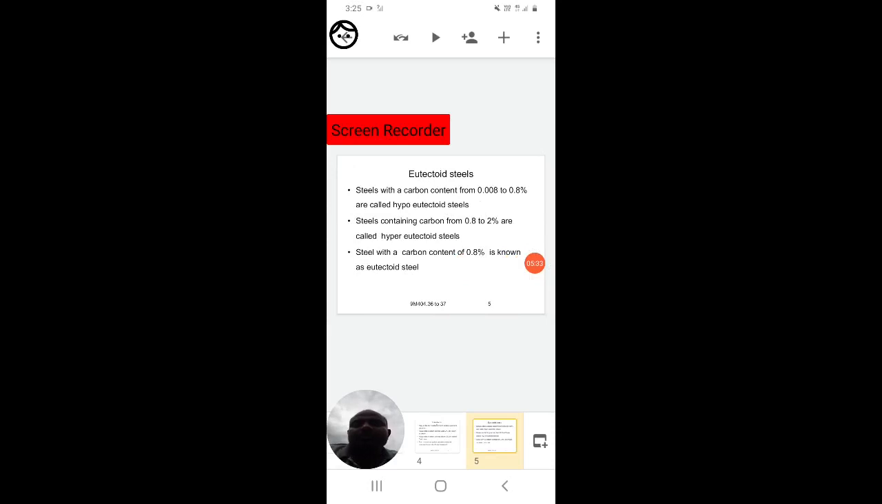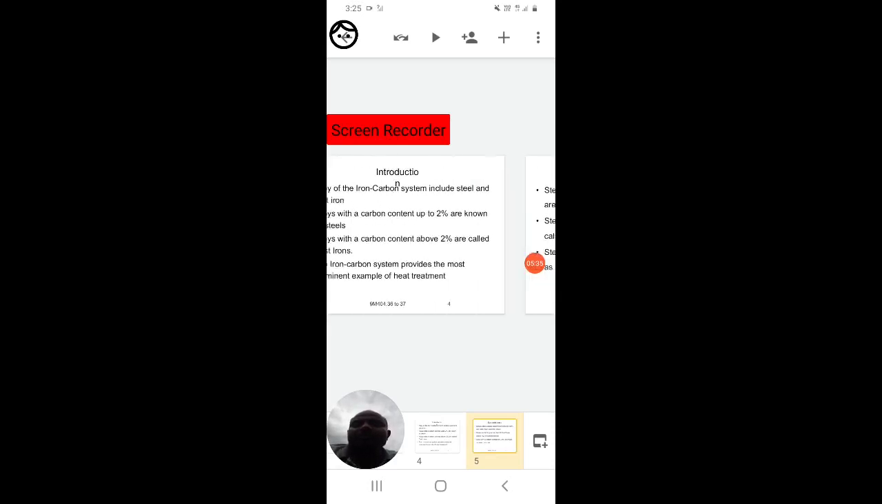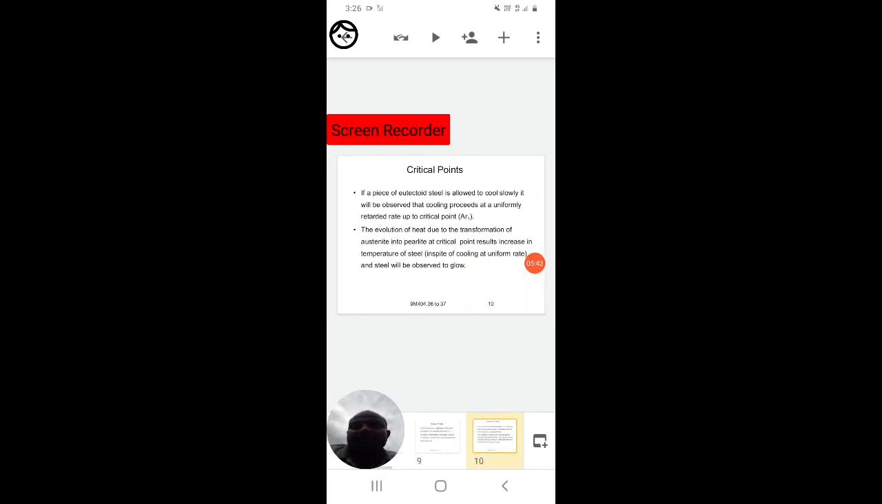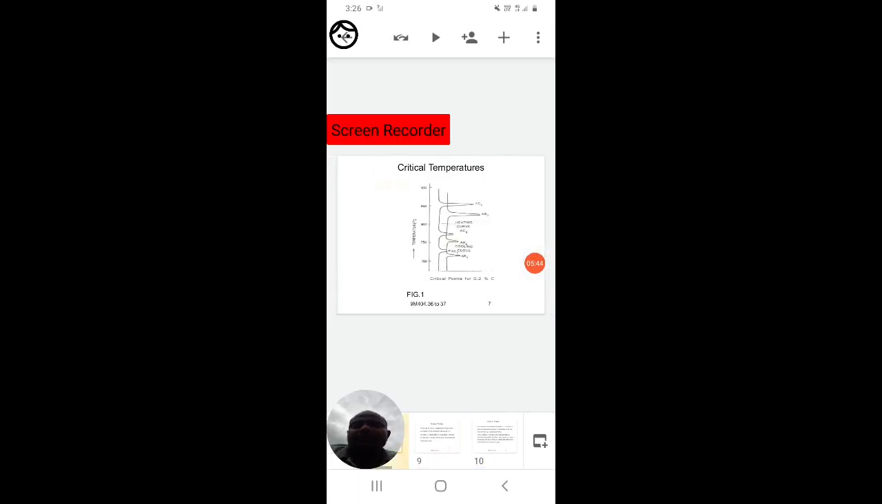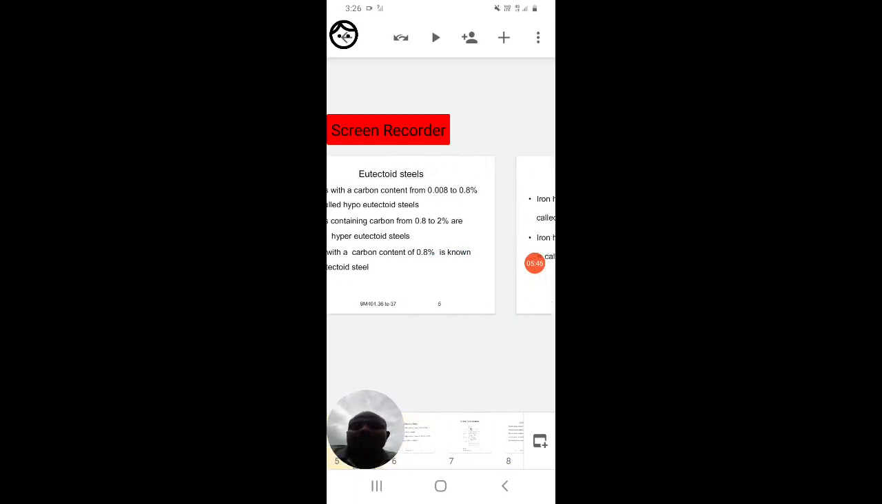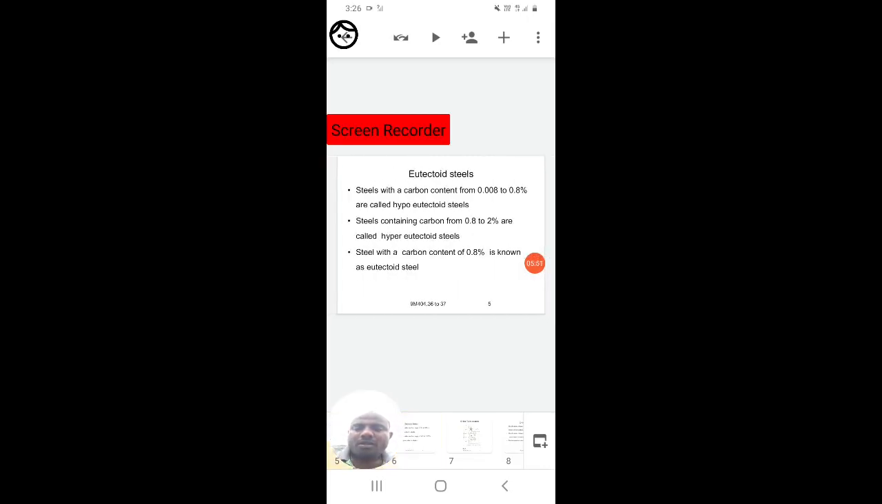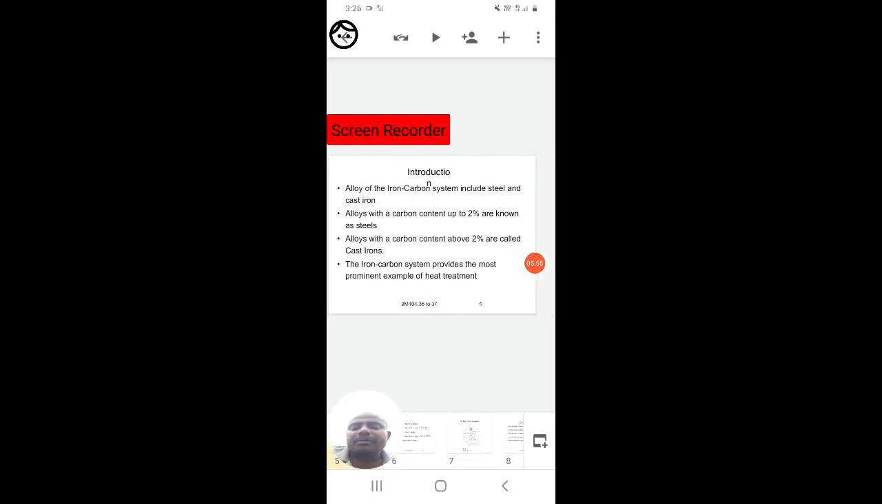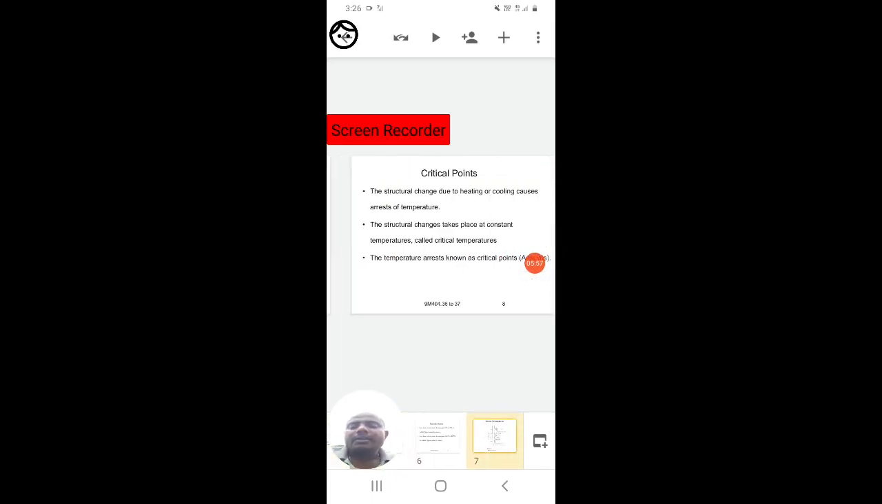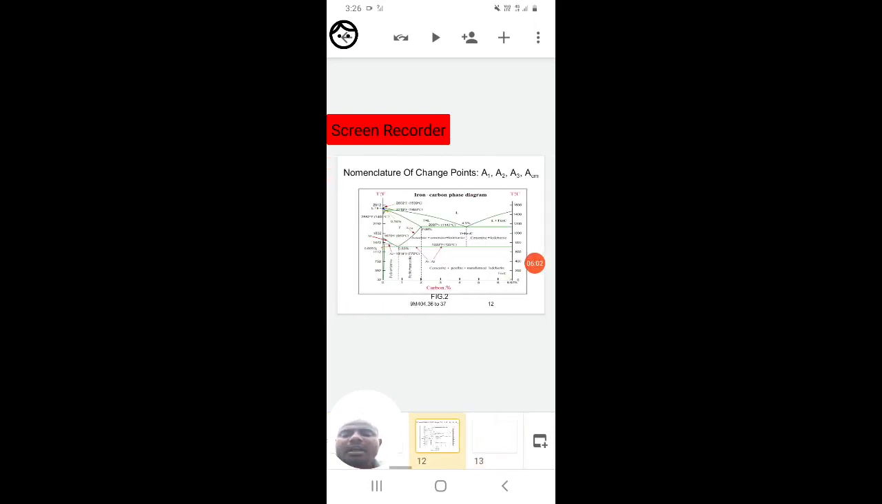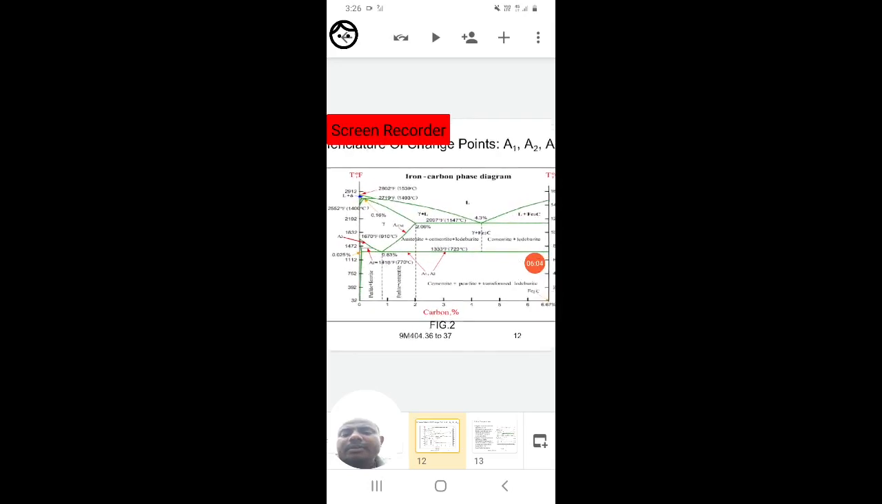First you will see what eutectoid steels are, and what eutectic cast irons are. First you will see eutectoid steels, eutectic steels. So you will draw the iron carbon equilibrium diagram. In the iron carbon equilibrium diagram, you see, this is the iron carbon equilibrium diagram.